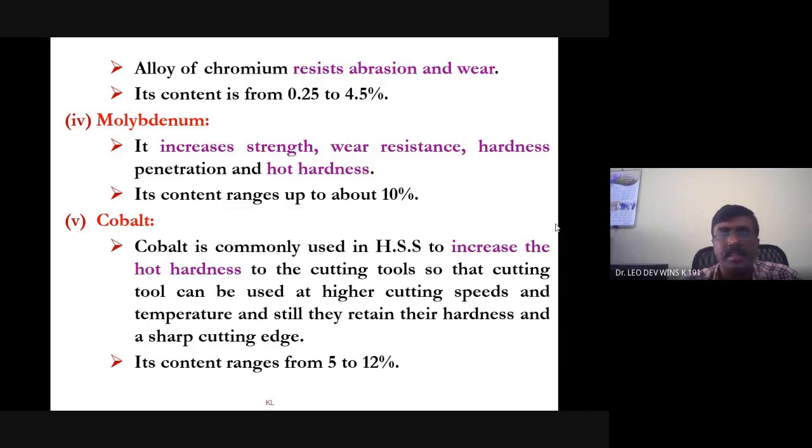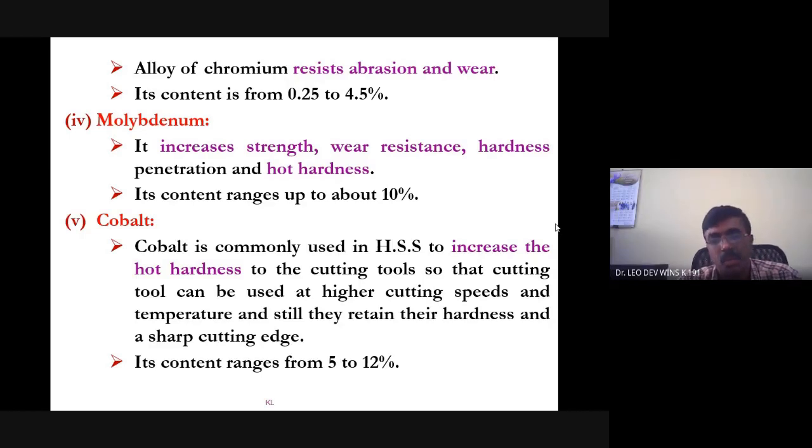Molybdenum is another element, but it can be added up to a maximum of 10 percent. It increases strength, wear resistance, hardness, and hot hardness. Okay, we know the difference between hardness and hot hardness. Hot hardness is the ability to retain hardness even at high temperature.